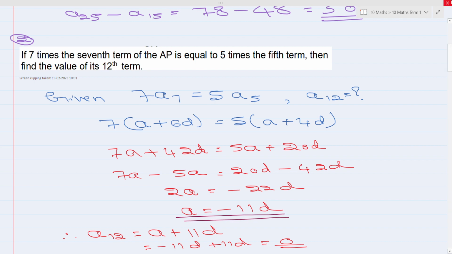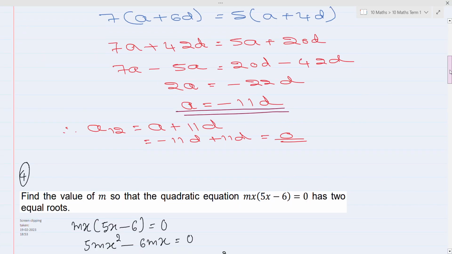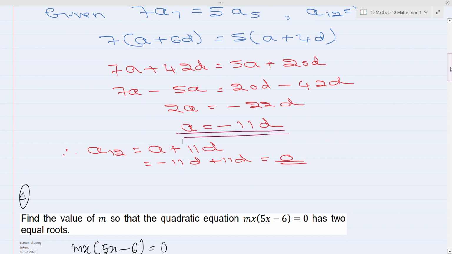So continuing, we have to find the 12th term, that is A plus 11D. As we solved, A is minus 11D. So replace A with minus 11D, plus 11D. Answer 0, which indicates the 12th term is 0.